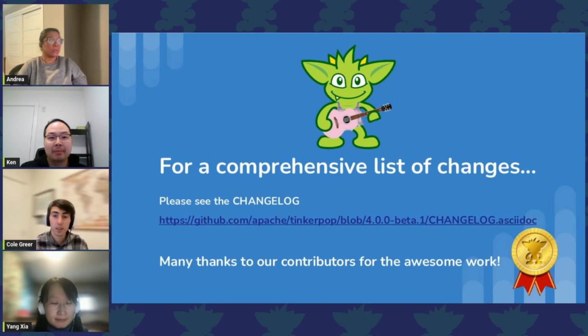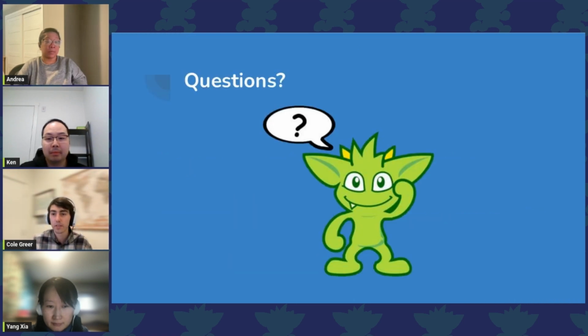As always, if you want a comprehensive list of all the changes that have gone into the recent beta, take a look at the changelog. I'd also highly recommend taking a look at the upgrade docs for this beta. And with that, are there any questions?